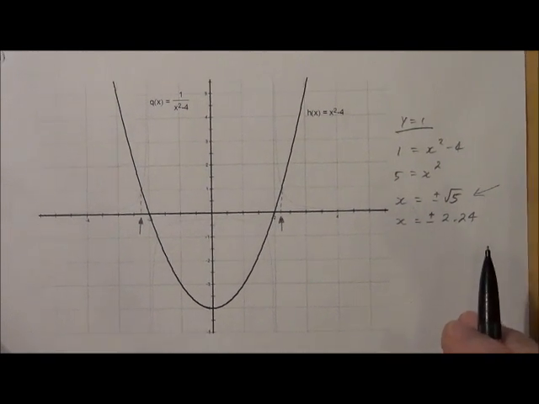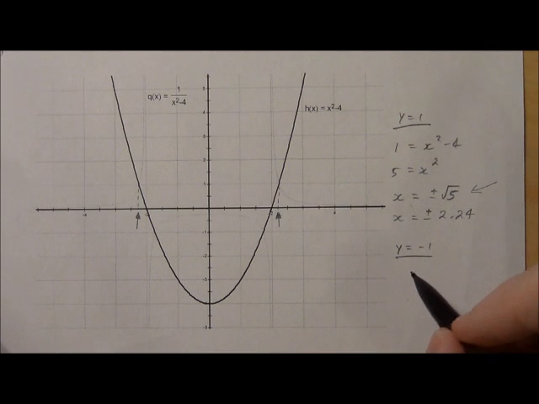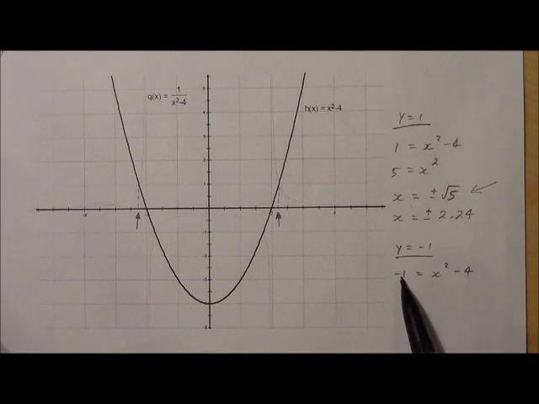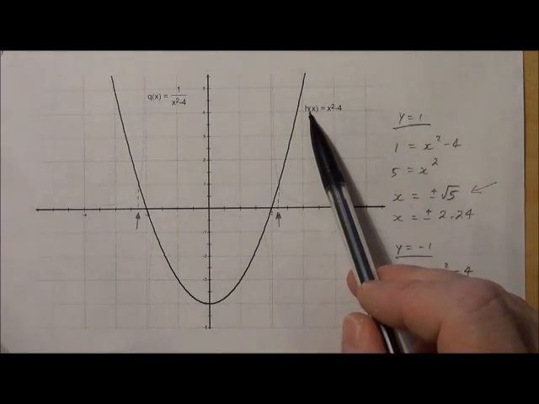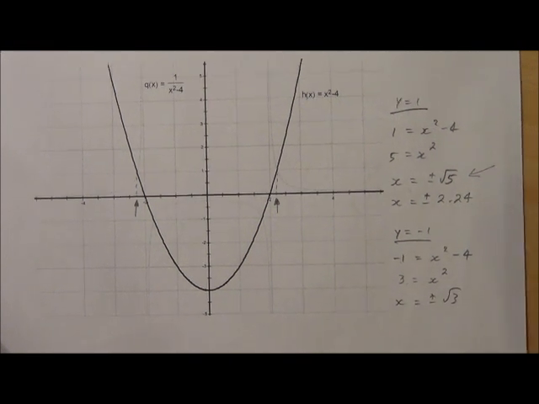Now, we're also going to have to see where the y value is -1. So let's just substitute that in right now. We're substituting the value of y in for y of the quadratic. We'll add 4 to both sides. We're going to get 3 equals x squared. Take the square root of both sides, we get x equals plus or minus square root of 3.